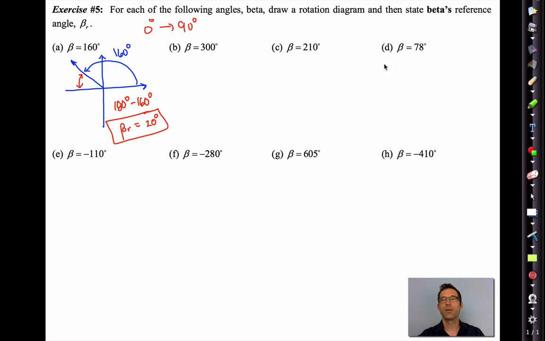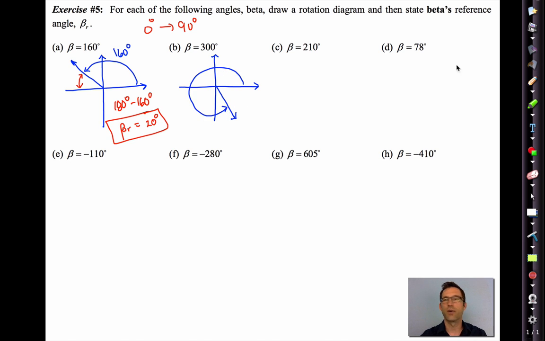All right? Let's do one more of these together and then have you work on the rest of them on your own, because these are pretty easy. 300 degrees, that's going to be in the fourth quadrant because it's bigger than 270, less than 360.